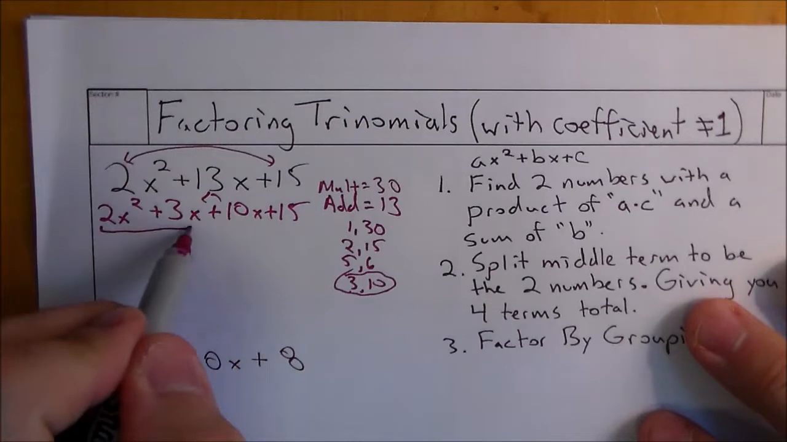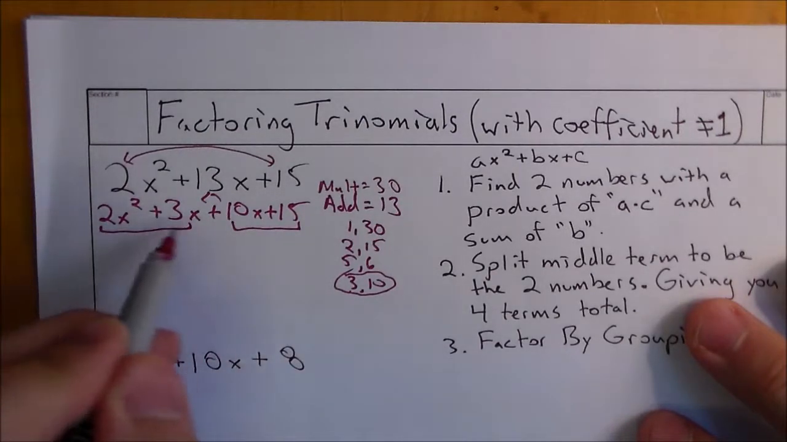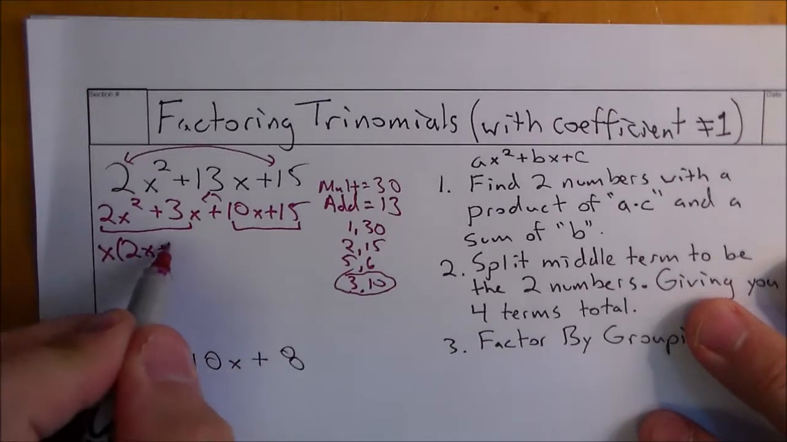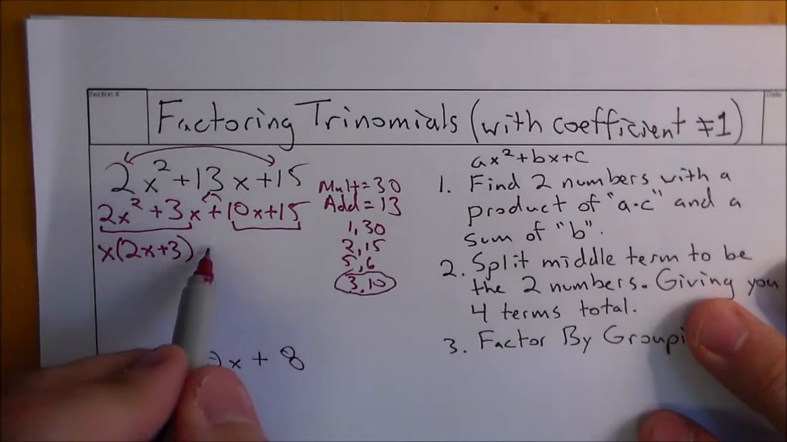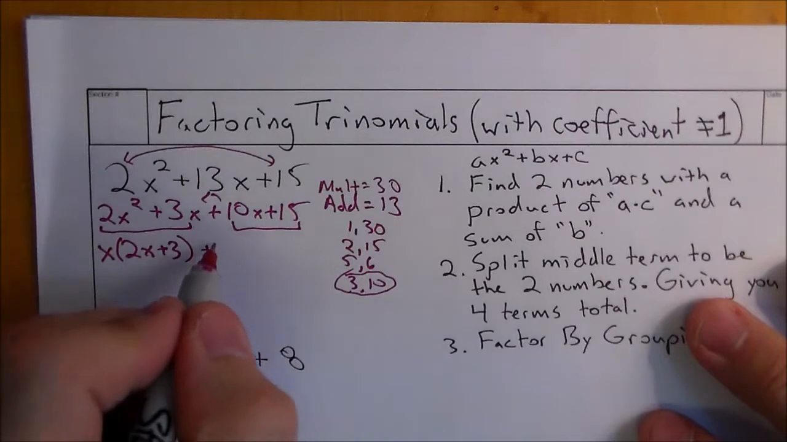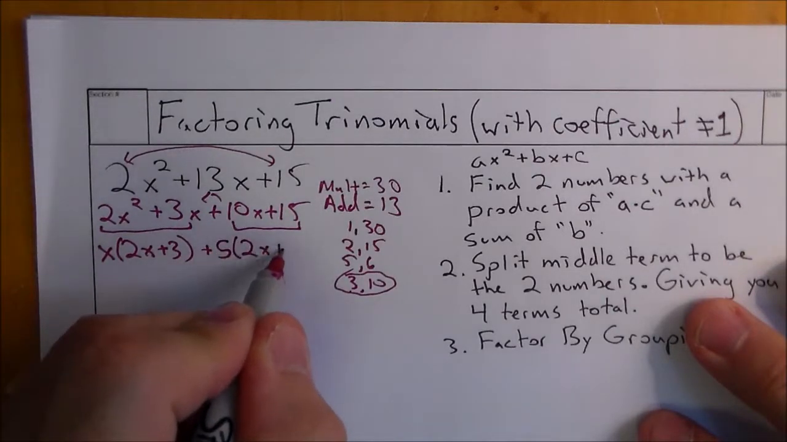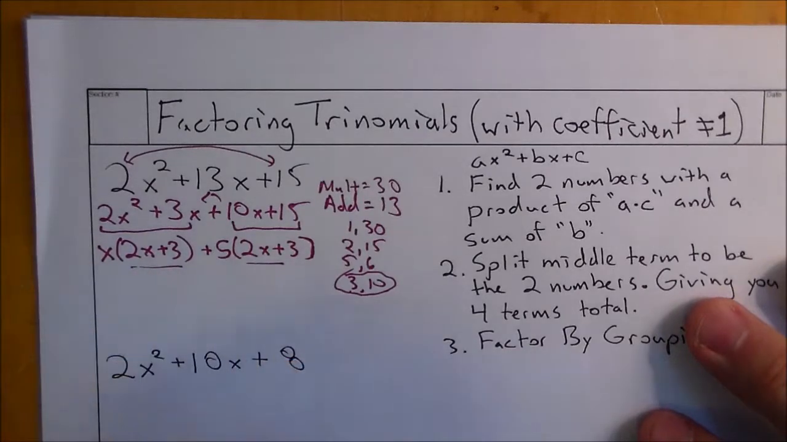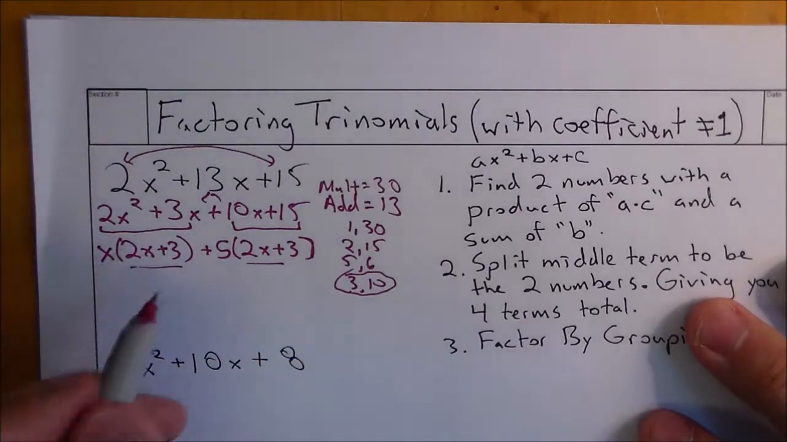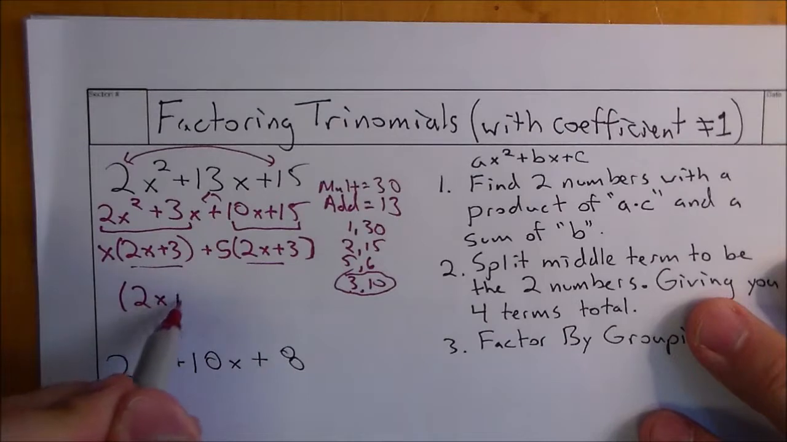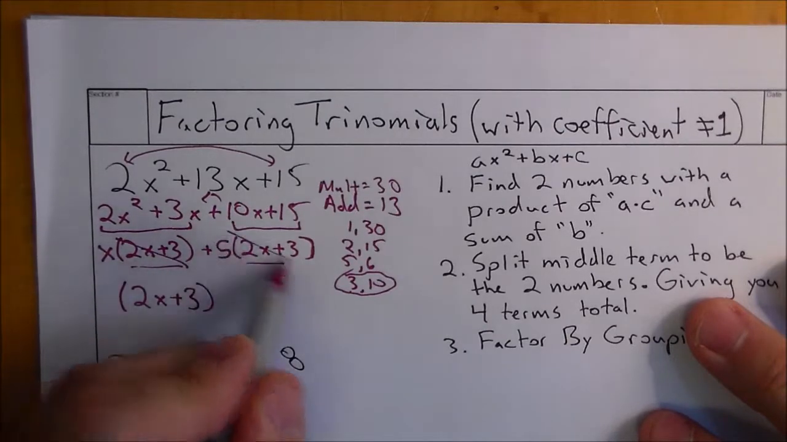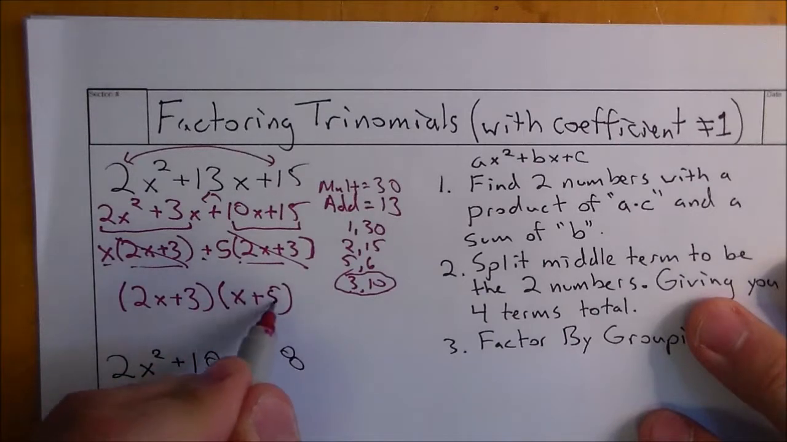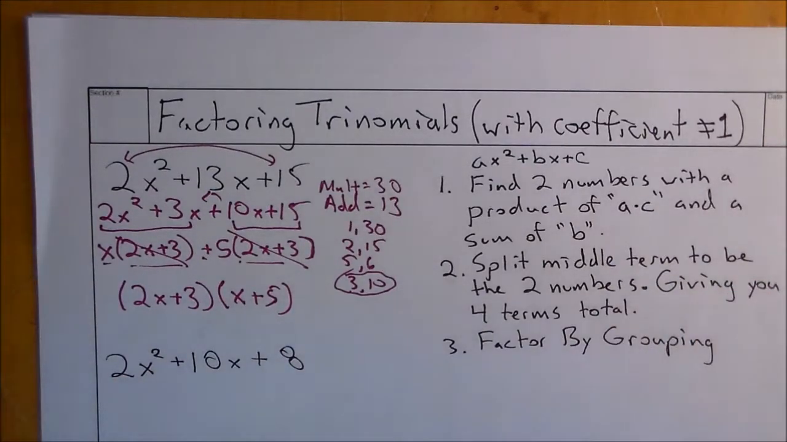Now factor by grouping. I factor the first two, I take an x out, that's what's in common, leaves me with 2x plus 3. I factor the next two, 10x and 15, I'm going to factor a 5 out, it leaves me with 2x plus 3. Now the important part we saw with factor by grouping is these two binomials had to match, and they do, so I factor that out, 2x plus 3, and this leaves me with x plus 5, which is my other factor. So that is how we're going to factor a trinomial.